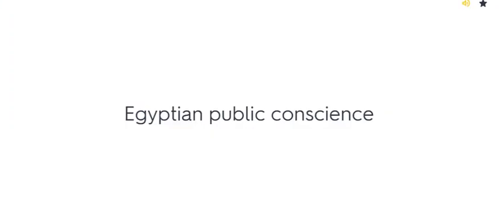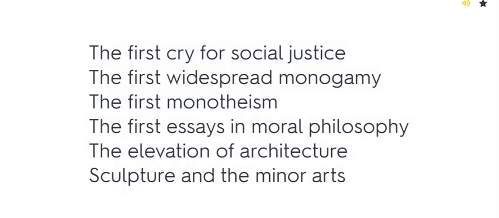Egyptian public contents. The first cry for social justice, the first widespread monogamy, the first monotheism, the first essays in moral philosophy, the elevation of architecture, sculpture and the minor arts.